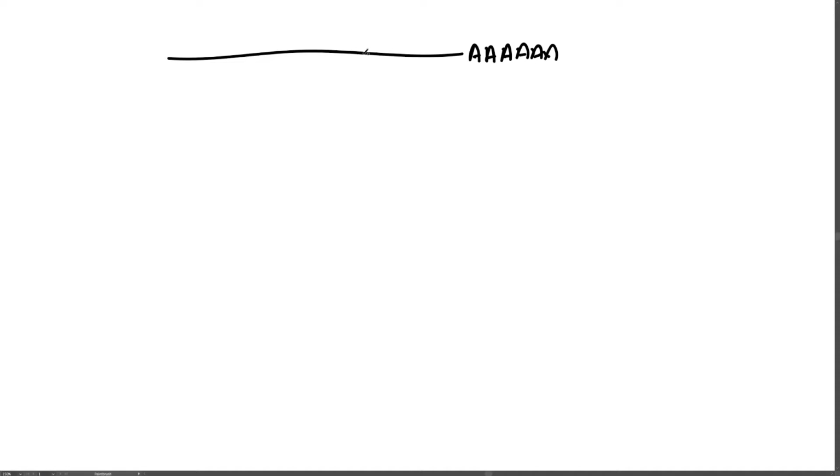I'm just not going to draw in the letters on this part of it, but there's a 5' cap, and this is the 5' end of the RNA, and this is the 3' end of the RNA, and we said that this is read by the ribosome. But it turns out the entire RNA is not translated into amino acid sequence.